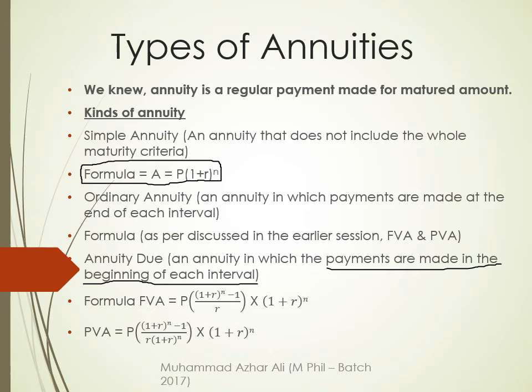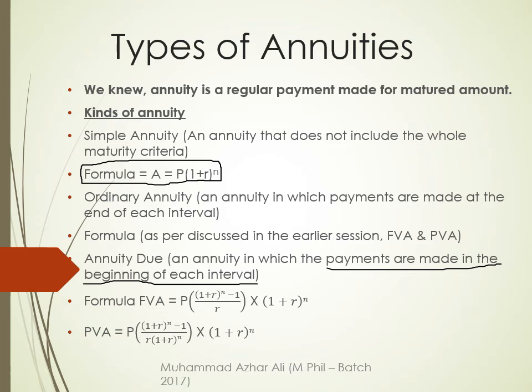You knew it. Okay, the interval that is fixed, the payment is made at the beginning of it, so the formulas are different. FVA is equal to the same formula of future value of annuity, but it will be multiplied by 1 plus R to the power of n. And the present value of annuity, the same formula of present value of annuity, but it will be multiplied with 1 plus R to the power of n.